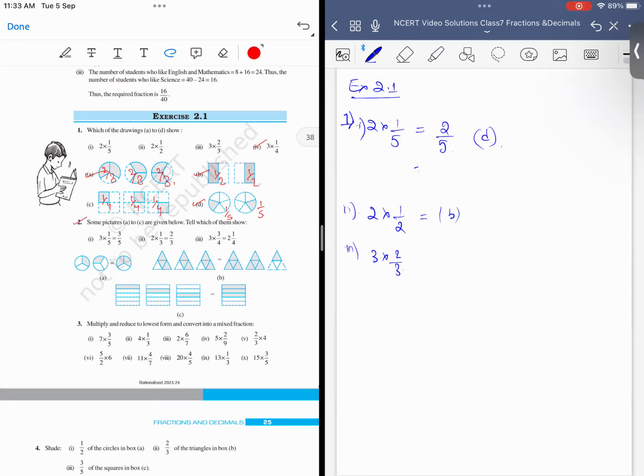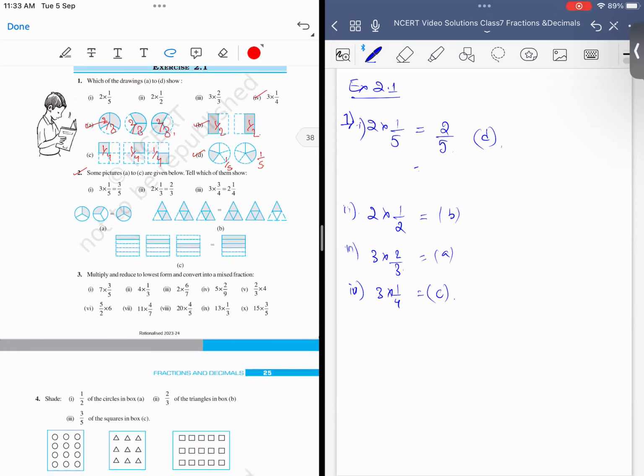So you can write here, 3 into 2 by 3 is option A, and the fourth one, 3 into 1 by 4, is which one? C. Next, some pictures A to C are given below. Tell which of them show 3 into 1 by 5. Now, a similar question as the first one. So 3 into 1 by 5, that is 3 by 5. So look for the options. Now look at this one.